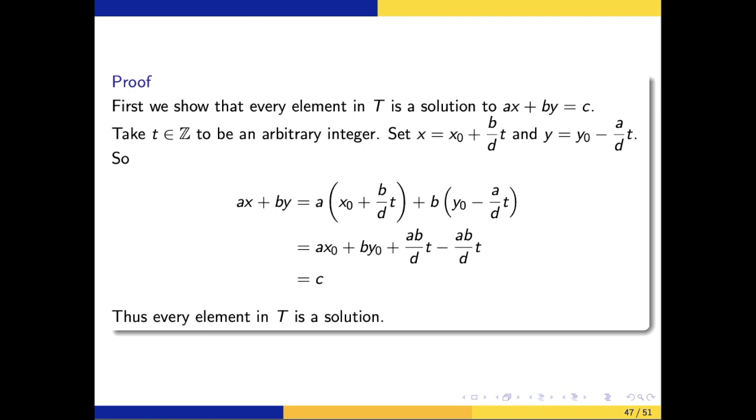And simplifying this, we know that ax0 plus by0 was a particular solution to ax plus by equals c, and so ax0 plus by0 is equal to c, while the other two terms cancel out to 0. What this means is that ax plus by for any integer t is equal to c. So every element in T is a solution.